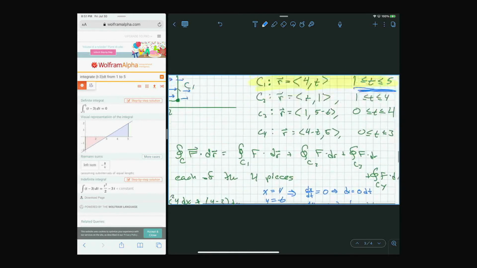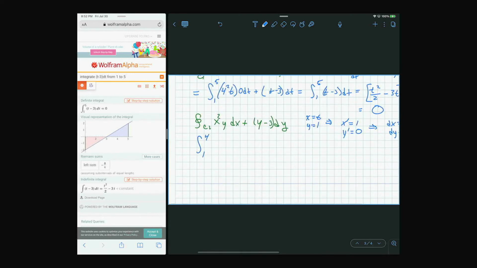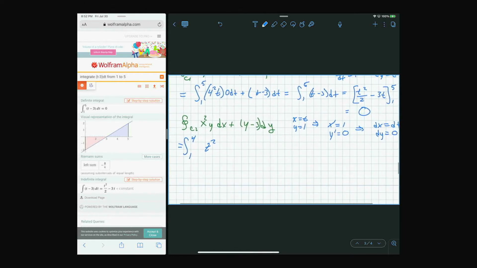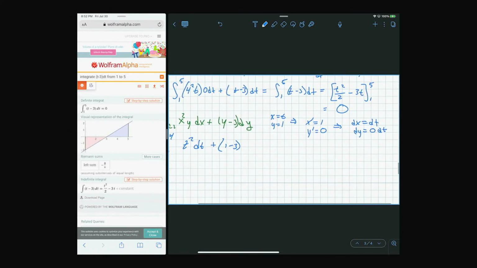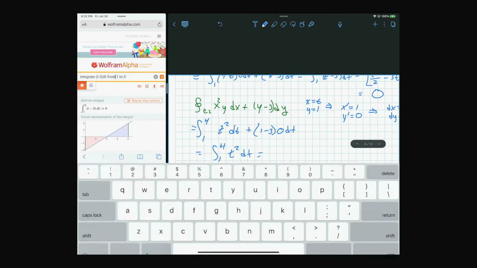What are our limits of integration? 1 and 4 for C2. x squared is t squared, y is 1. dx is just dt, plus y minus 3, that's 1 minus 3, but then dy is 0 dt. So we actually just get the integral from 1 to 4 of t squared dt. I'm so lazy that I'm actually just going to type it in.